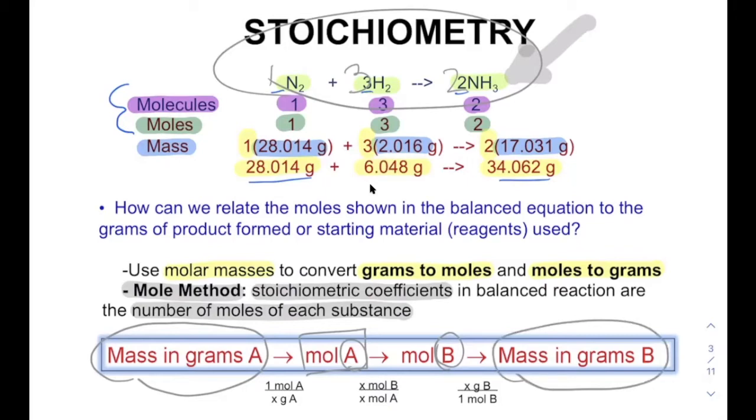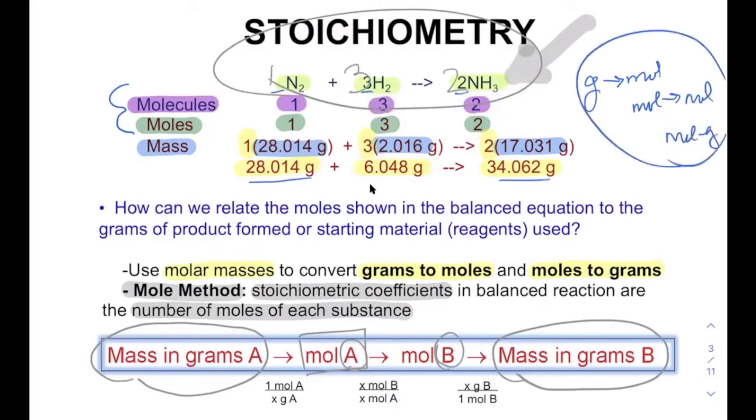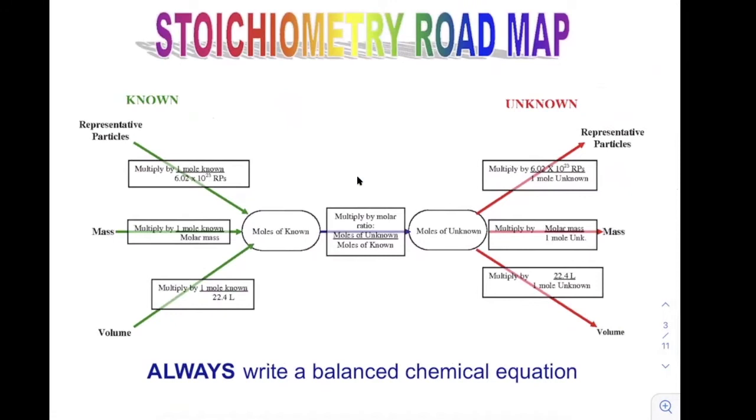I think this will make more sense as we start doing practice problems. You're going to hear me say a bunch of times, if you start the problem in grams, you're going to go grams to moles, and then you're going to go mole to mole, and then you're going to go moles to grams. And so that's a regular trend in many of these problems. And I just want to highlight for one second, the bottom line is you always have to have a balanced chemical equation first. You cannot start this stoichiometry without a balanced chemical reaction.